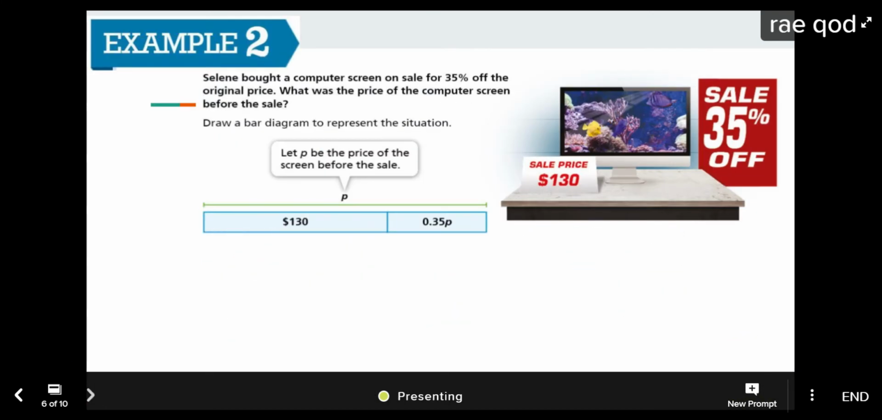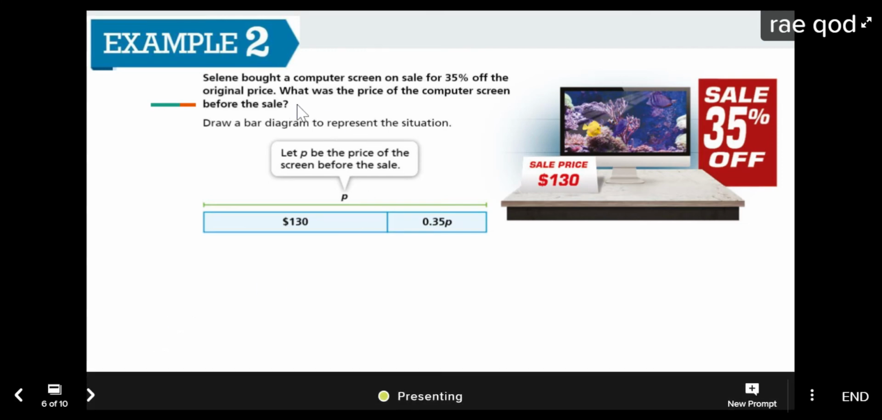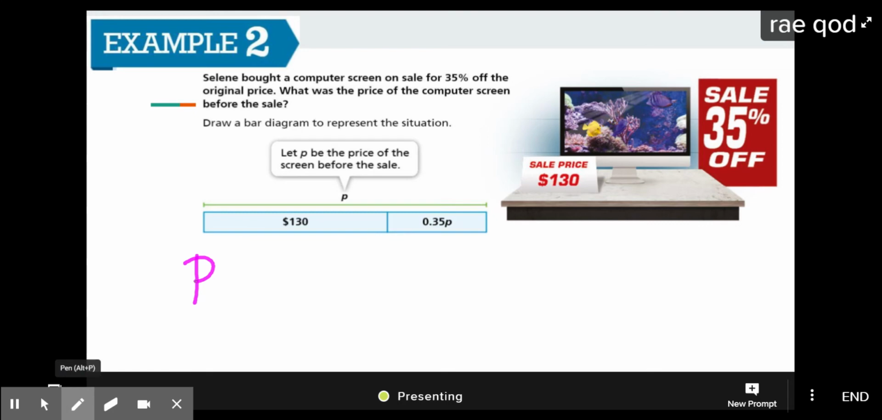Right. Celine, not Selena, Celine bought a computer screen on sale for 35% off the original price. What was the price of the computer screen before the sale? Okay, so as you can see, we have that P is the price of the screen before the sale. So we have our P, what was our price? It was our price before they took off the 35%.